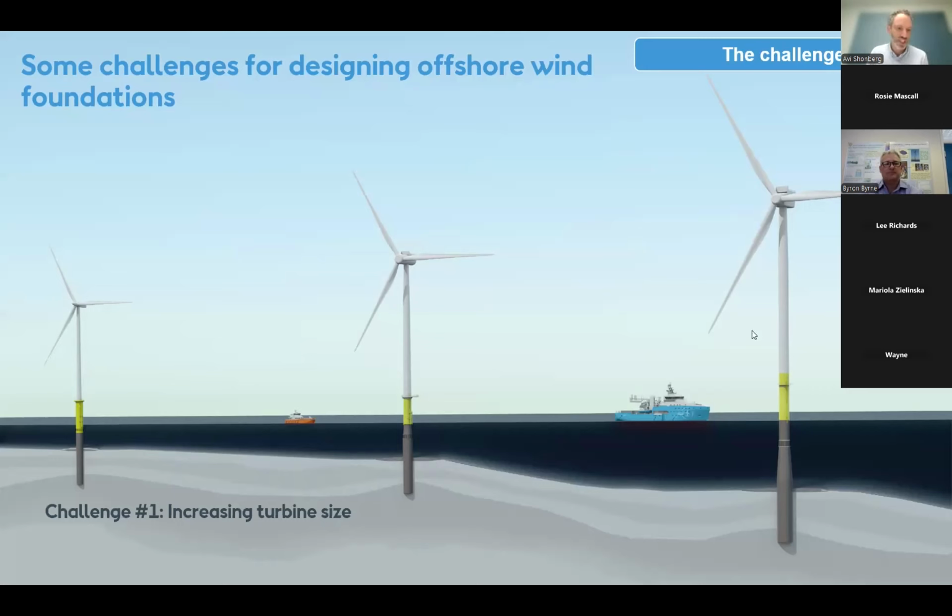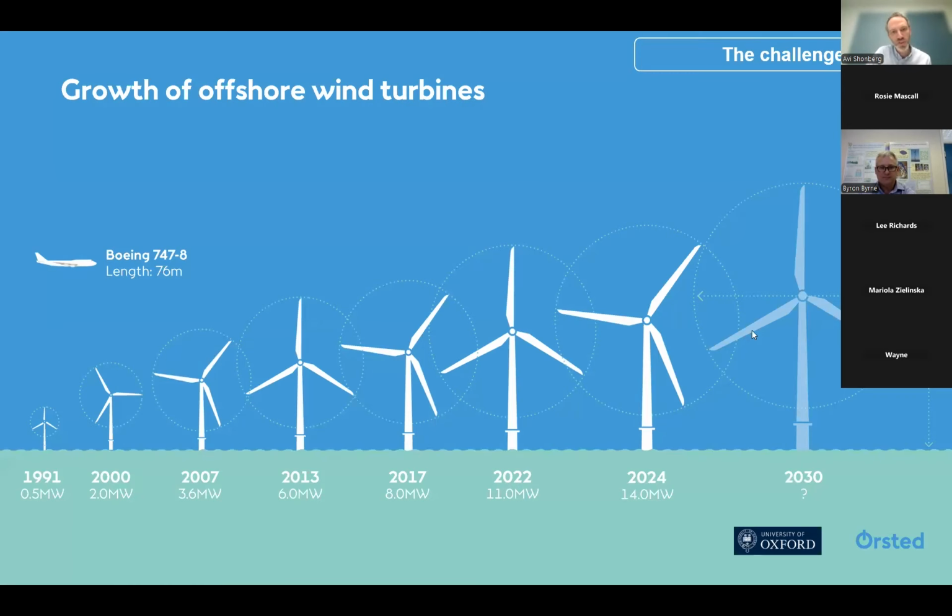The first one is increasing turbine size. You can see it here in this graphic, but we'll go into a little more detail now. Over time, we've seen the turbine size, in terms of the number of megawatts each turbine can produce, increase significantly. From 1991, we started with a 0.5 megawatt turbine. Through the mid-2010s, we got up to 6 to 8 megawatts. The 3.6 megawatt, I should mention, was the workhorse of the offshore wind industry up until about 2010, and then these numbers started increasing significantly.